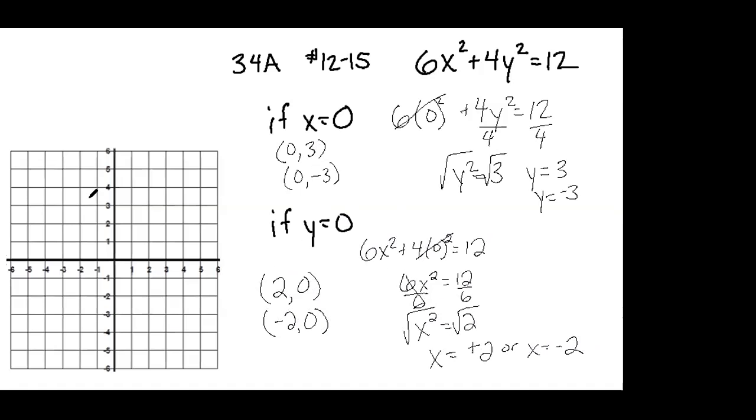So we plot all of these points over here. 0 in the x, positive square root of 3 in the y, 0 in the x, negative square root of 3 in the y, square root of 2, 0, and negative square root of 2, 0. And so now we're just connecting these dots. And if we look, because in this direction we're only going square root of 2 and square root of 2, in this direction we're going square root of 3 and square root of 3, it is not a circle, it is an ellipse.